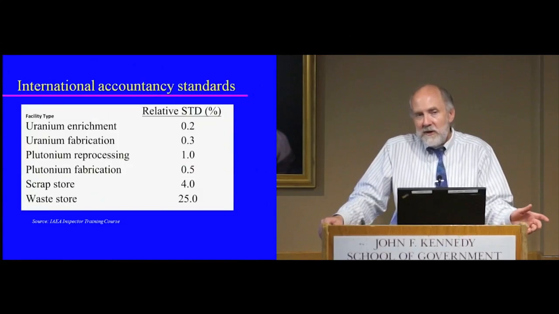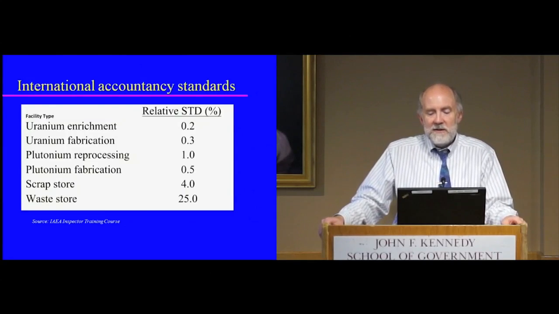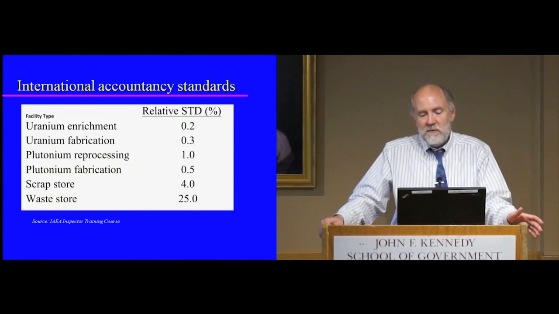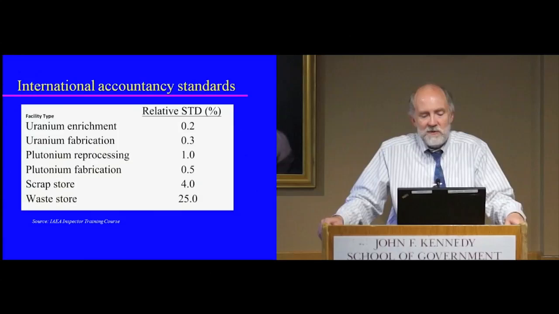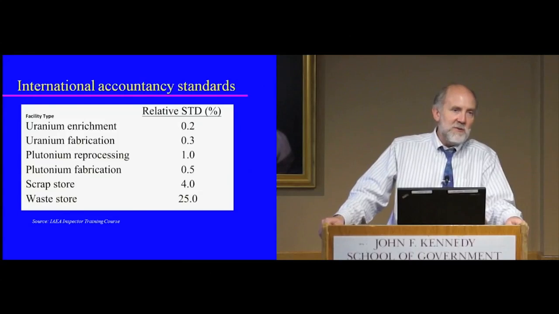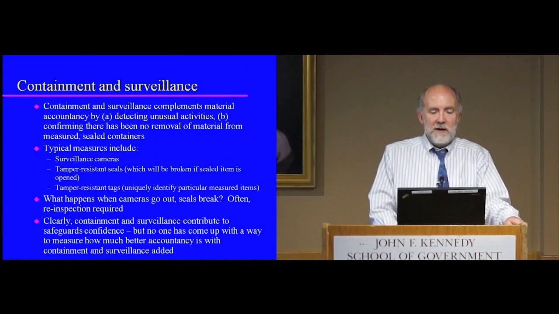So measurements aren't perfect. These are some of the international accounting standards for what the standard deviation should be in percentage. For a uranium enrichment plant, you can usually get down to something like 0.2%. But for a scrap store or a waste store, you can see the measurement uncertainties are often quite high.